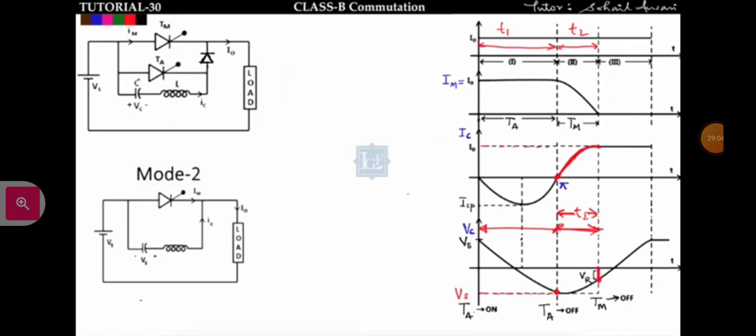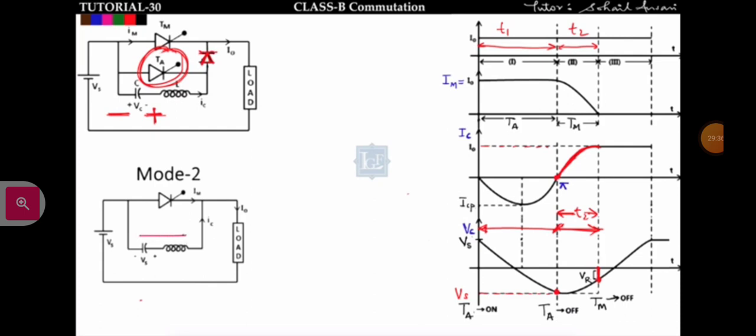Now what is happening in mode 2? In mode 2 the voltage drop across this capacitor is from plus to minus. It is like this. So this auxiliary thyristor will go into the off state because of this reverse voltage drop across this capacitor. So this auxiliary thyristor will be off at the end of mode 1, and after that this diode will get active because the polarity of voltage drop across this capacitor is from minus to plus. So this diode will go into forward bias and it will be shorted.